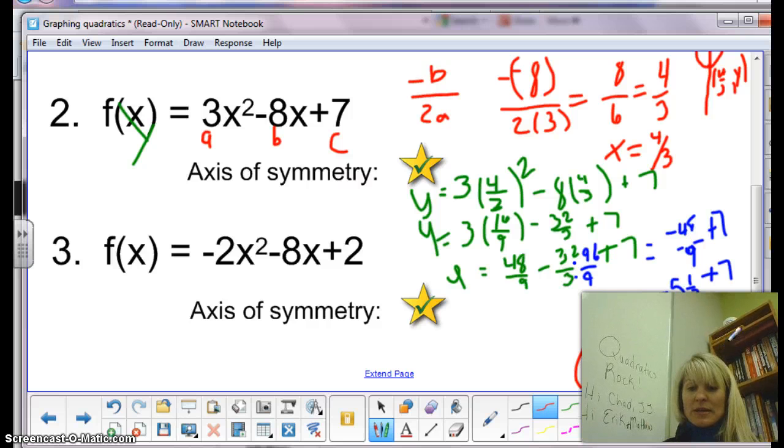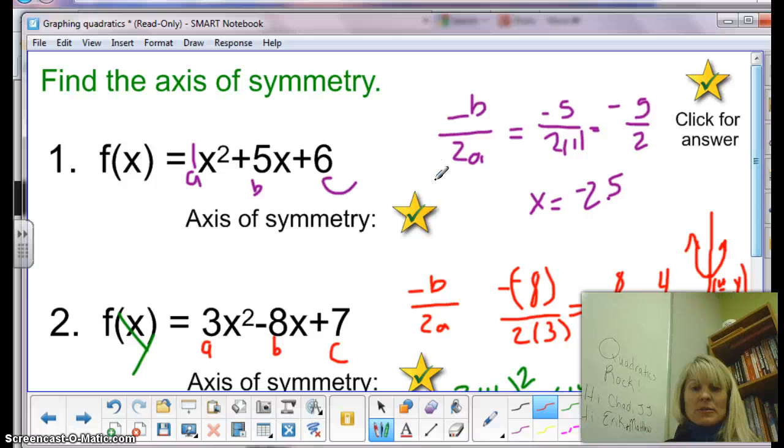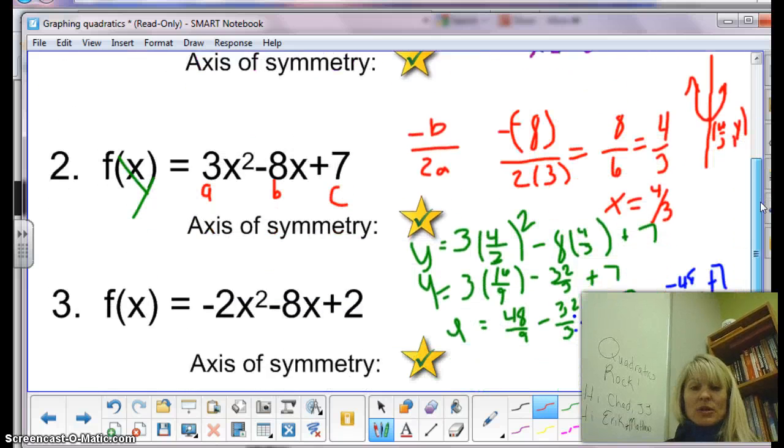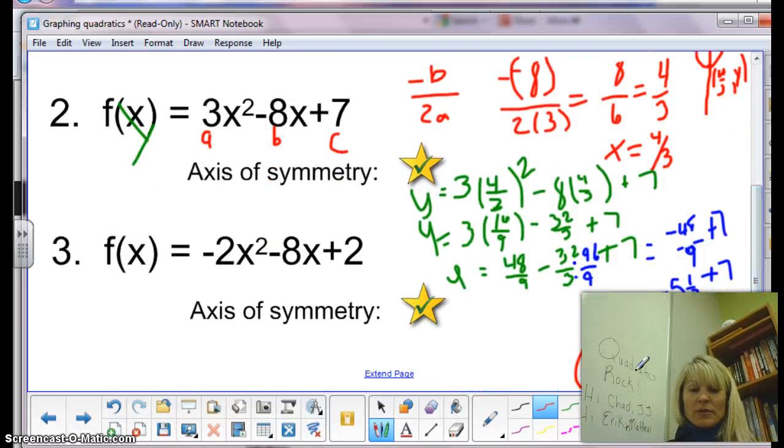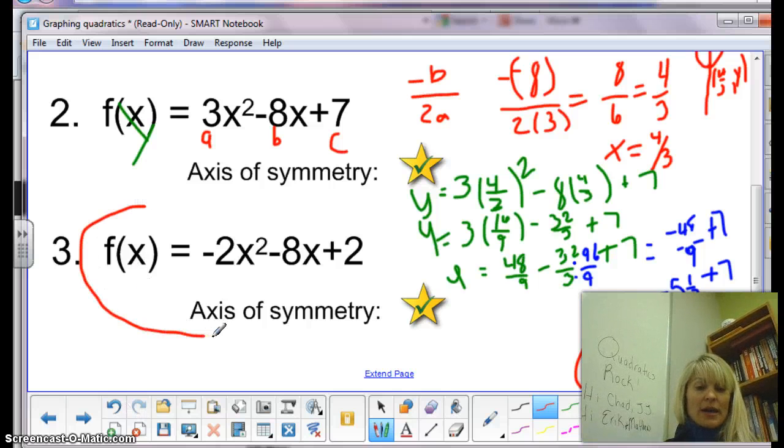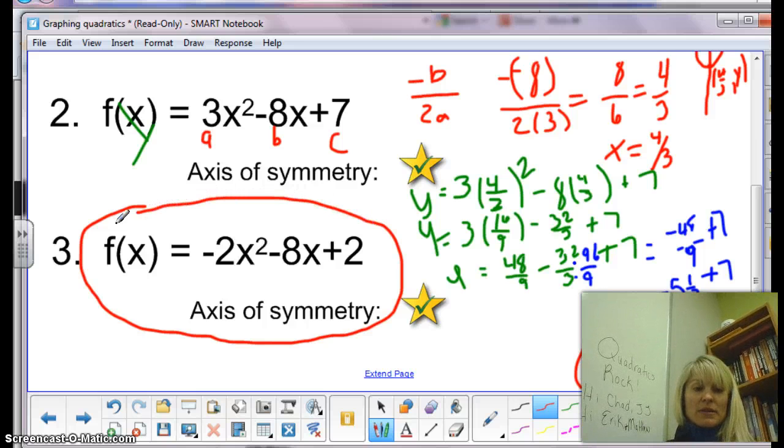That was really messy. Okay, so we can use the symmetry equation to find the line of symmetry, which is your vertical line at x equals. Once we have that x, we can plug it in and find the y, which will give me the vertex. So last thing I want you to do is use the axis of symmetry equation and find the axis of symmetry of number 3 here. So come in with that answer for me, and we'll go over it tomorrow. Have a great night.